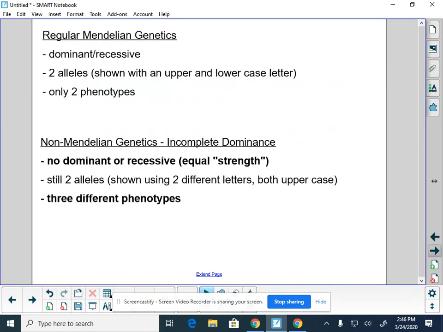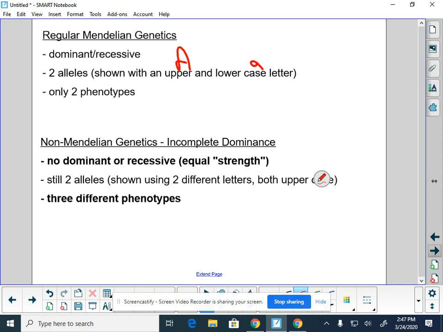In our first example of non-Mendelian genetics, we're looking at incomplete dominance. So you can see now, regular Mendelian genetics, there's a dominant and a recessive trait. There's 2 alleles, which are always shown with an upper and a lowercase letter. So maybe it's a capital A and a lowercase a. Doesn't matter with letters. And there's only 2 phenotypes possible: yellow or green, tall or short, whatever.